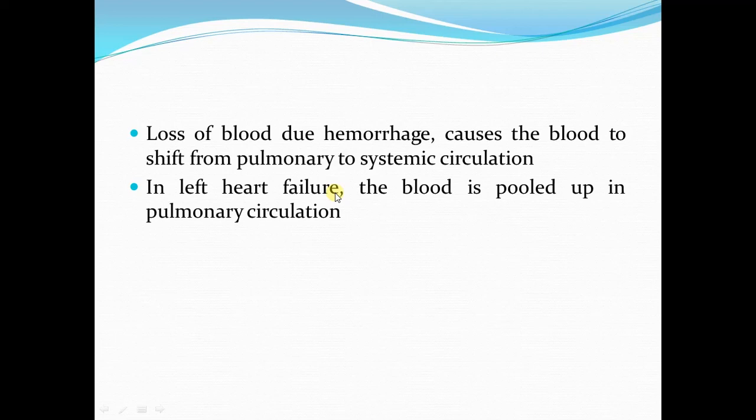So at certain times there can be shift of the blood from the pulmonary circulation into systemic circulation, and in certain situations there can be collection of extra blood in the pulmonary circulation. An example of this is left heart failure. In left heart failure, or when there is stenosis of the mitral valve, the blood is pooled up in the pulmonary circulation. This pooling of the blood in the pulmonary circulation, obviously it increases the blood volume in the lungs. It also increases the pulmonary vascular pressures.